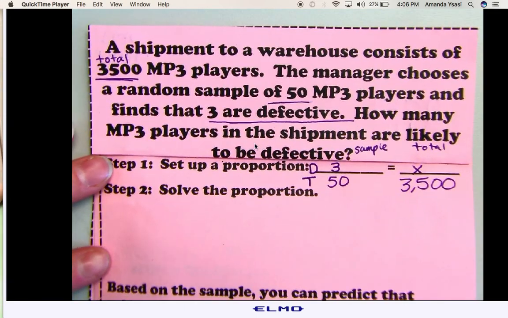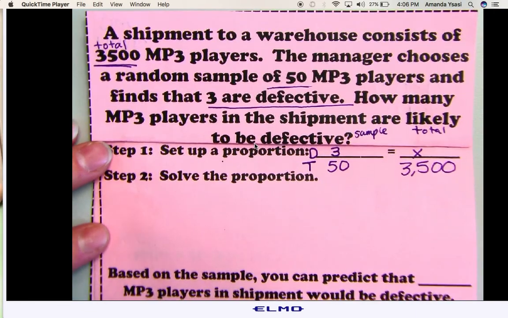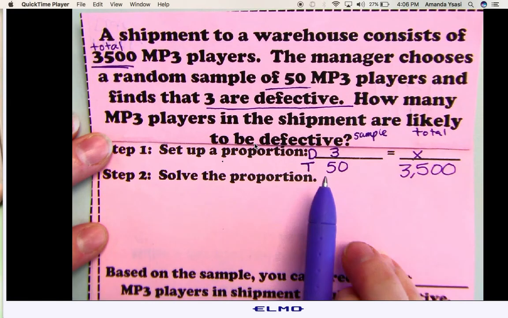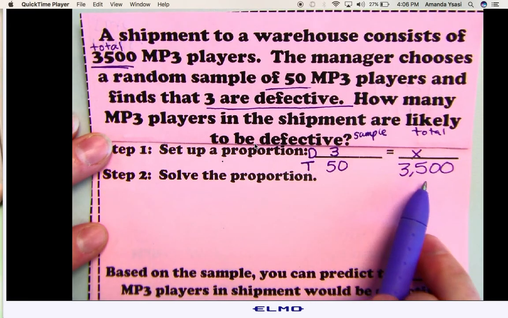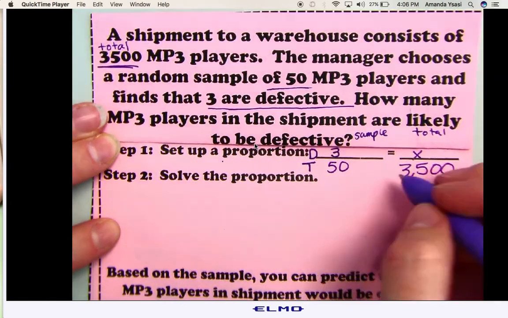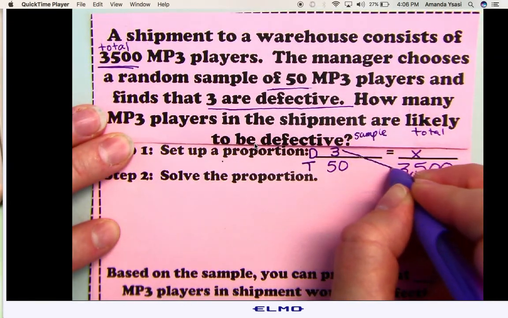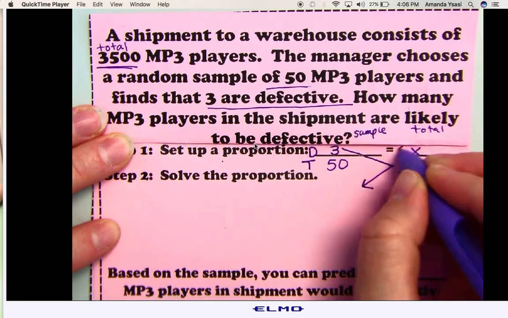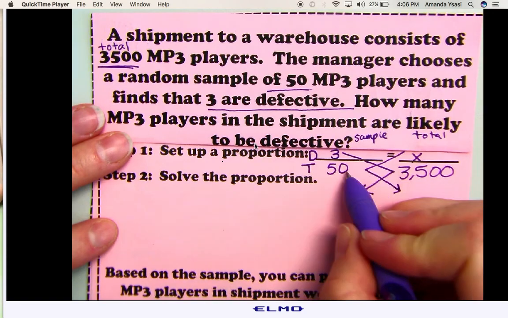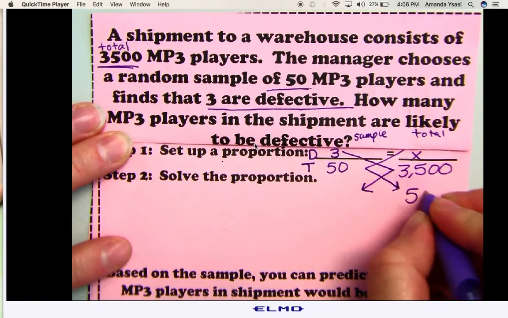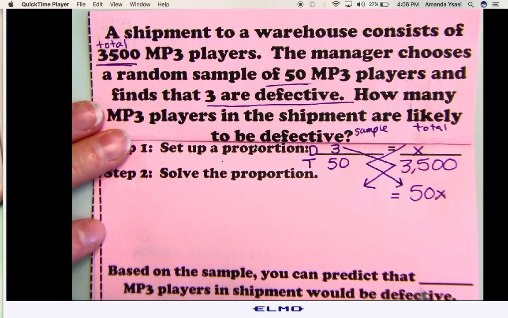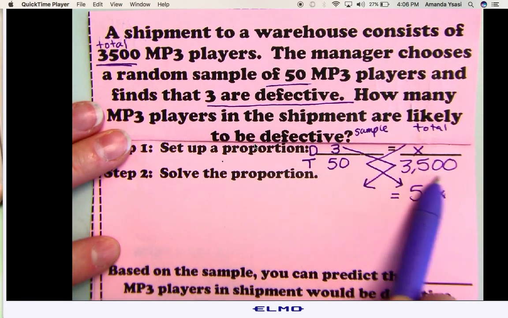So once you have your proportion set up, we are going to solve the proportion. If you want to, you can look for that common number, or 5 times what gets 3,500, and then do the same thing on the 3. But this way will always work, so I'm going to show this way. We are going to cross multiply. So x times 50 is 50x, equals, we are going to multiply the 3 times the 3,500.